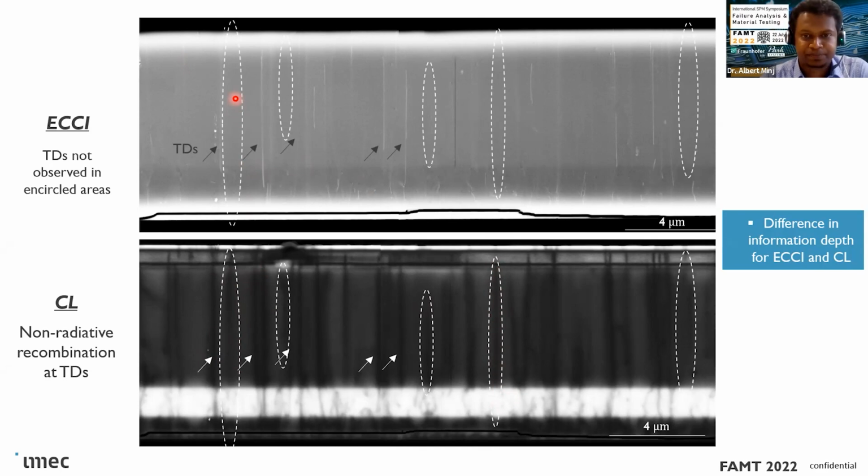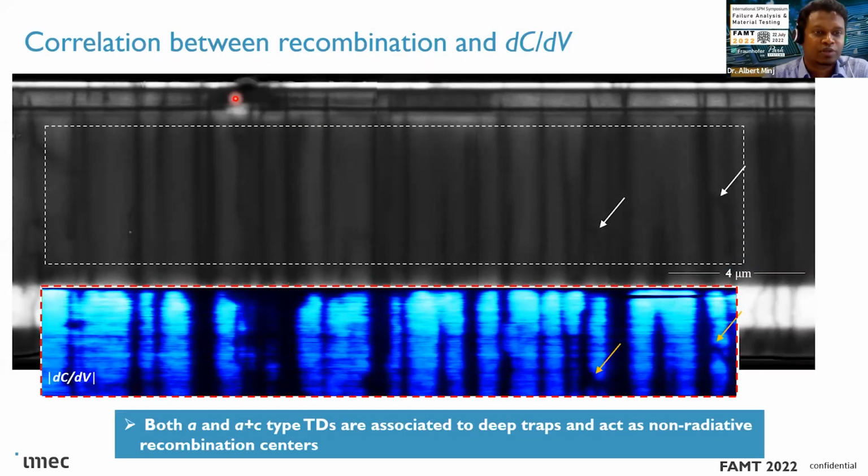CL technique. Now we wanted to see the correlation between all the possible threading dislocations that we can see in electron microscopy and our AFM analysis. So voila, you can see this is also done on the same area. We actually get a perfect one-to-one correlation between local drop in DCDV and non-radiative recombination. With no exceptions, we found that every single dislocation, A and A plus C type, is a non-radiative recombination center, most likely related to their deep acceptor nature, and is associated with a depletion region.